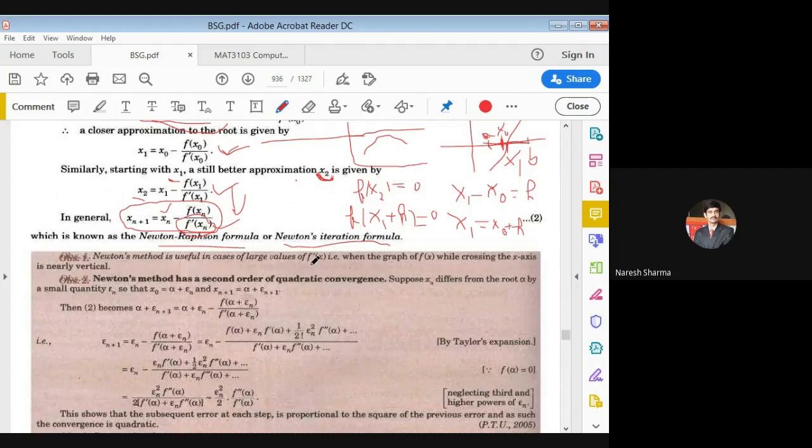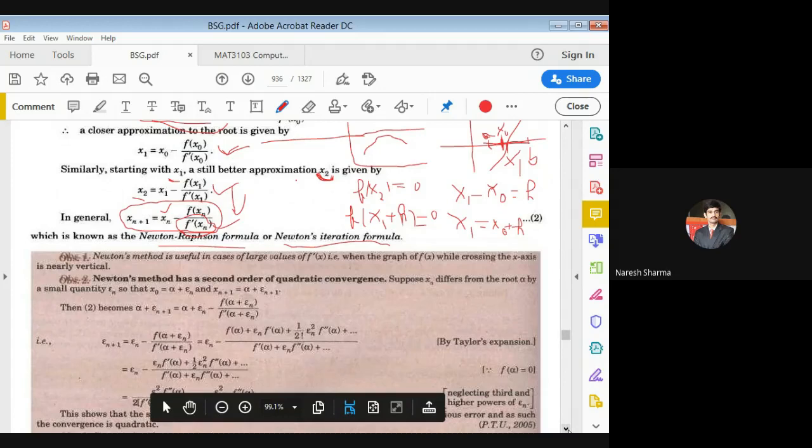As such, Newton's method is a very good method. It is a very fast method, as its rate of convergence is 2. But it fails if the derivative of the function at the point, that means the slope, is 0, or nearly 0.